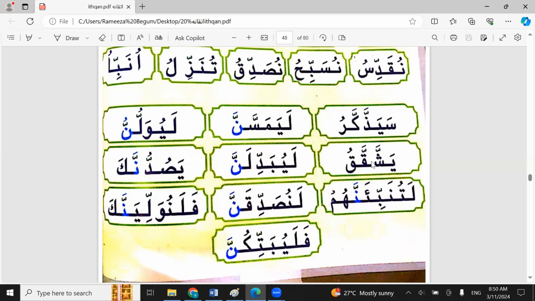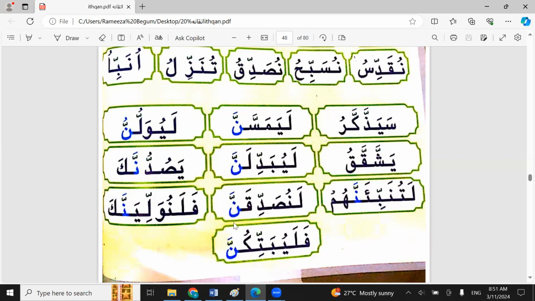Yesh, sha, qa, qu. Remember that there are the two shadda letters and each letter should be read twice. La yu baddi lanna, yasud dunna ka, latu nabbi, anna hum, lanu saddi panna, fala nu walli yanna ka.